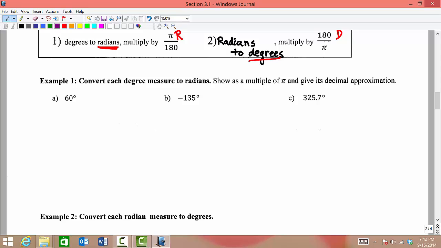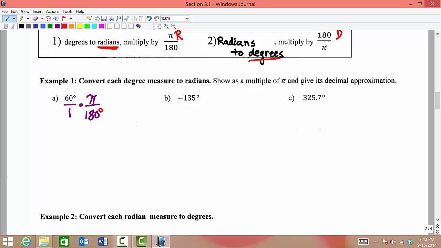It asks us to show the answer as a multiple of pi and also give its decimal approximation. So 60 degrees, let's make that look like a fraction, and we're going to multiply by pi over 180. So this is going to convert us to radians. So 180 degrees on the bottom and then pi on the top.